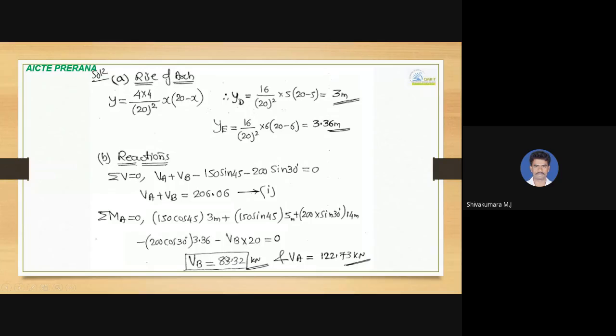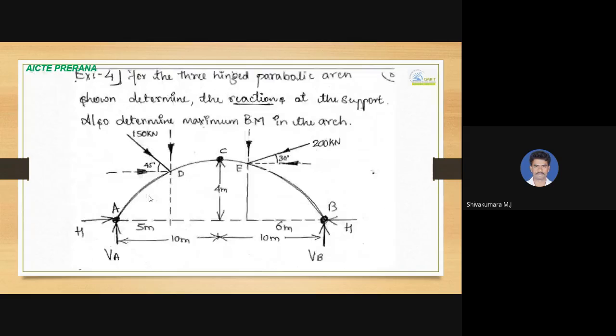And substitute this value in equation 1, so that VA equal to 206.06 minus 83.32. We'll get value of VA as 122.73 kilonewton. Okay, so the vertical reactions we are done with, and the horizontal reaction, that is H value, we need to determine. For the calculation of H value, we can take moment about this crown, that is C, equal to 0. So take moment of the horizontal and vertical component of 150. And any one side we can take over here, H into 4 and VA into 10. So if we take this, we'll get value of H.